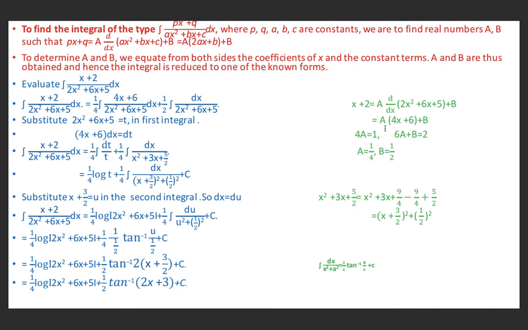So derivative of this is 4x plus 6. If you equate coefficient of x from both sides, here the coefficient of x is 1, here the coefficient of x is 4a. So 4a equal to 1. Equate constant terms, it is 2 here, here it is 6 into a, 6a plus b. So 6a plus b equal to 2. So 4a equal to 1 means a equal to 1 upon 4. Substitute a equal to 1 upon 4 here, you will get b equal to 1 upon 2.